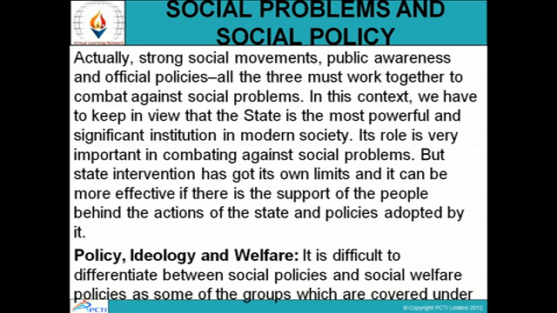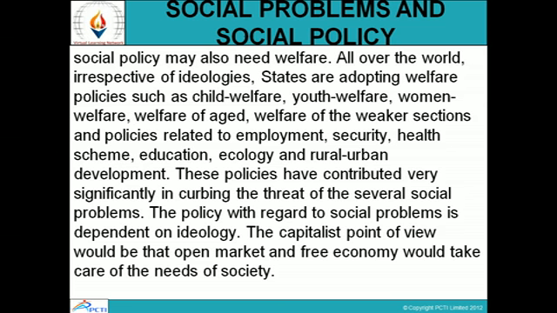Policy, ideology and welfare. It is difficult to differentiate between social policies and social welfare policies, as some of the groups which are covered under social policy may also need welfare. All over the world, irrespective of ideologies, states are adopting welfare policies such as child welfare, youth welfare, women welfare, welfare of the aged, welfare of weaker sections, and policies related to employment, security, health schemes, education, ecology and rural-urban development. These policies have contributed very significantly in curbing the threat of several social problems.